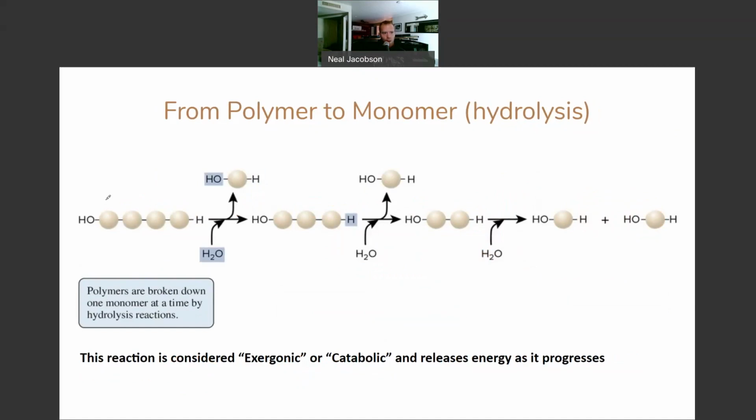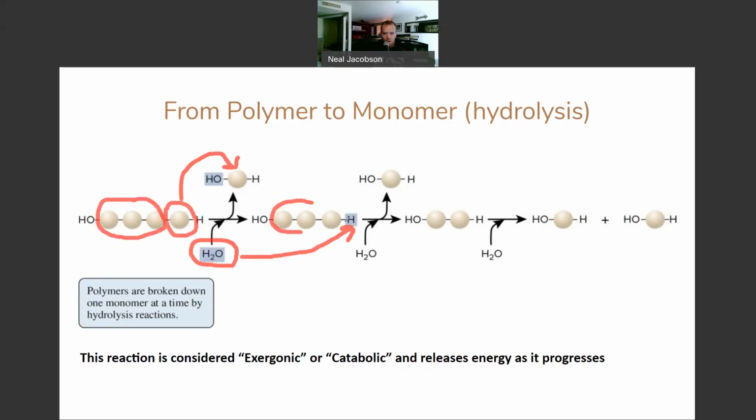So if we have 4 glucose molecules and we want to pop one off, what we need to do is take a water molecule and split it, okay? And we're going to attach one hydrogen here, where we're separating this molecule off. So we pop this molecule off, and we attach one hydrogen from the water onto the remaining 3.